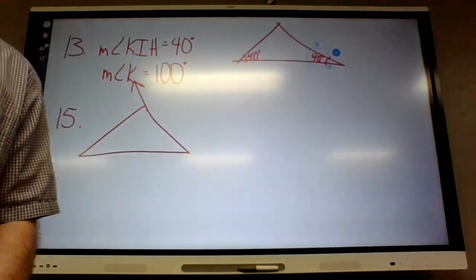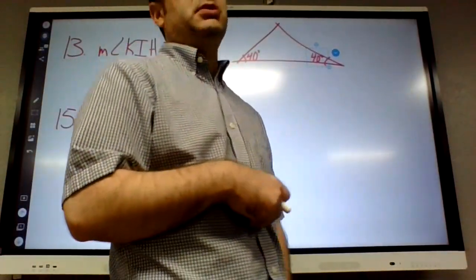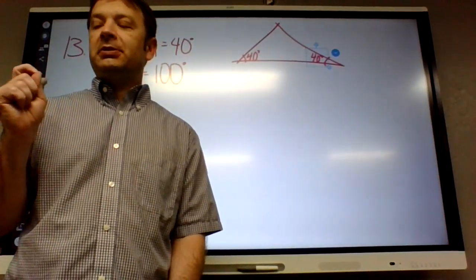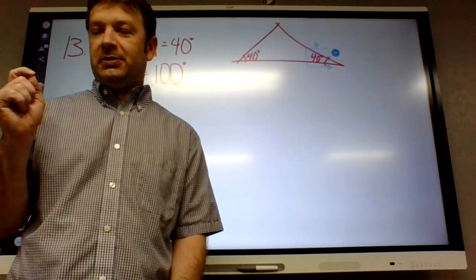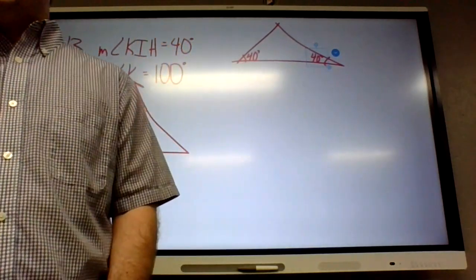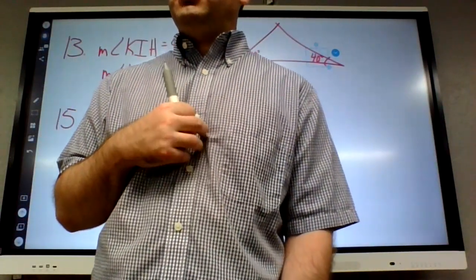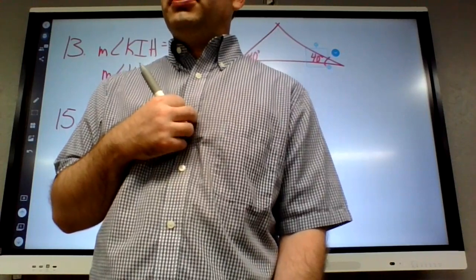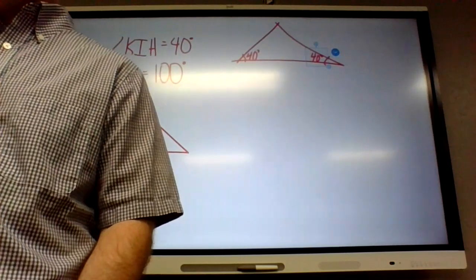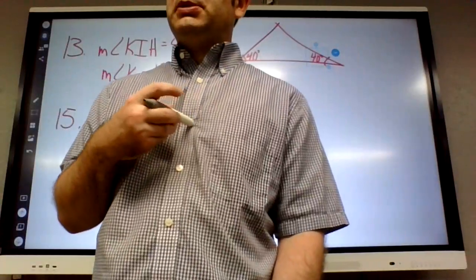What was the very last thing we talked about? Exterior angles are equal to what? They're equal to the sum of the remote interior angles. In other words, x is equal to angle L plus angle M. You guys get it?